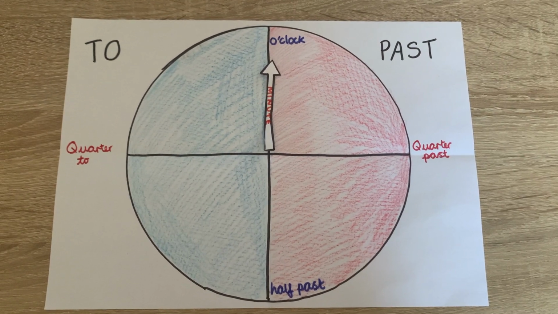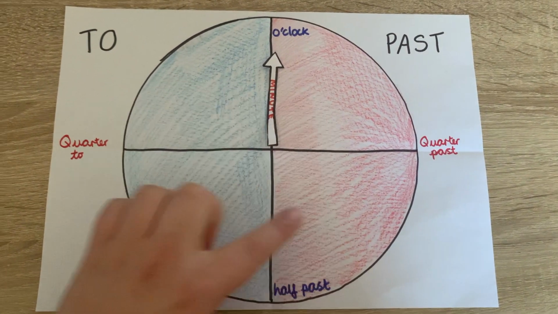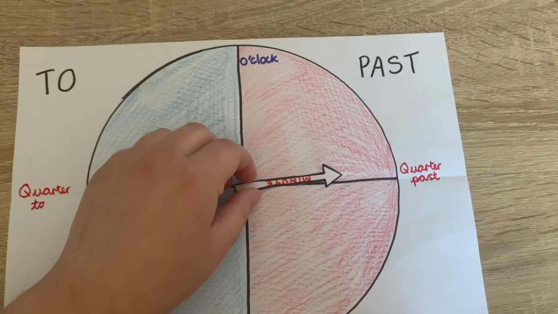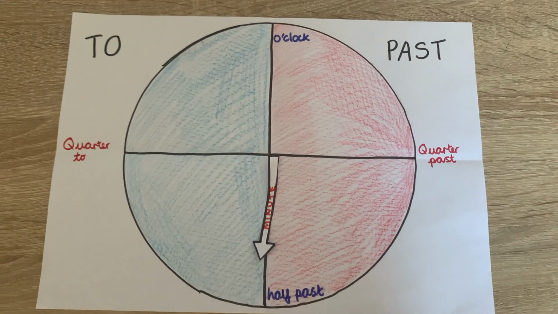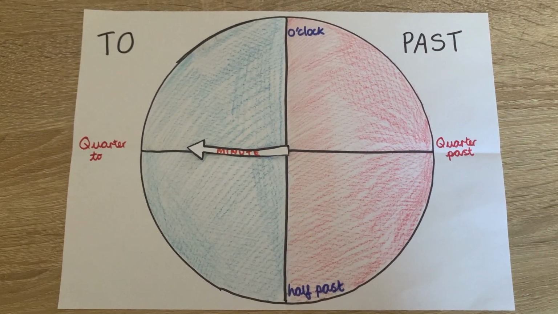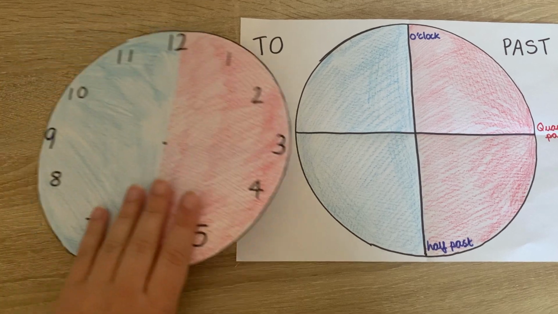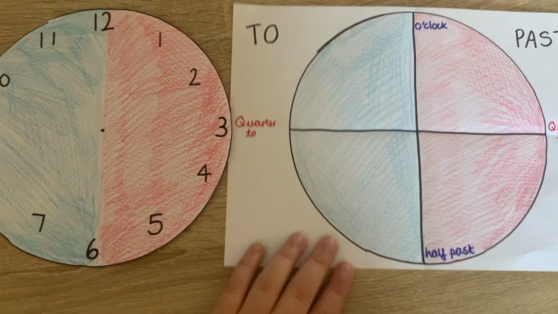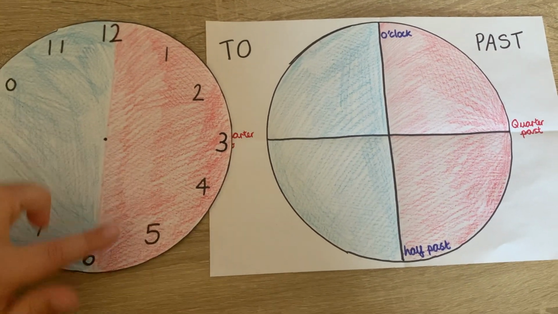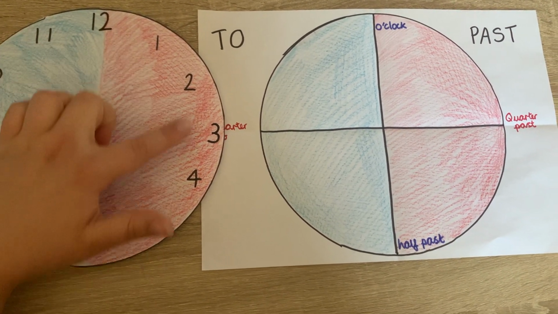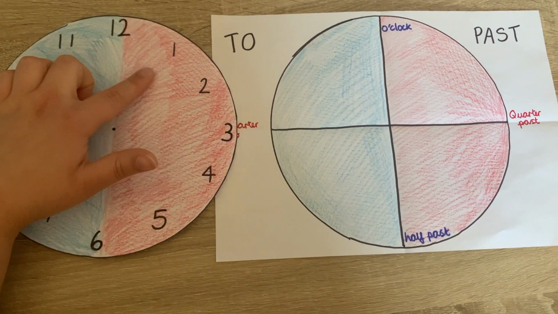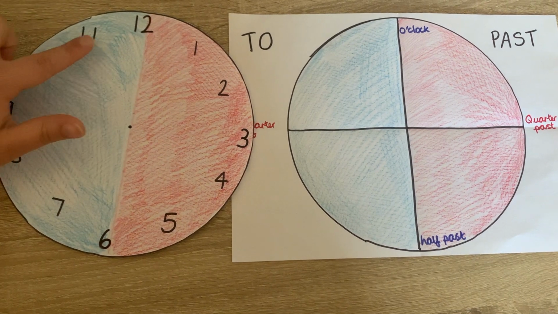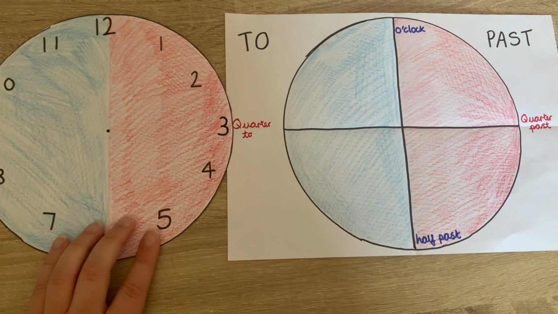Now, as you can see, our clock face has been divided into 4 quarters. We have o'clock at the top, quarter past, half past, and quarter to. Now I have colour coded my clock face with numbers on it to match this one. So you can see that anything before the 6 on the right hand side of the clock is past the hour, and everything after the 6 is to the hour.